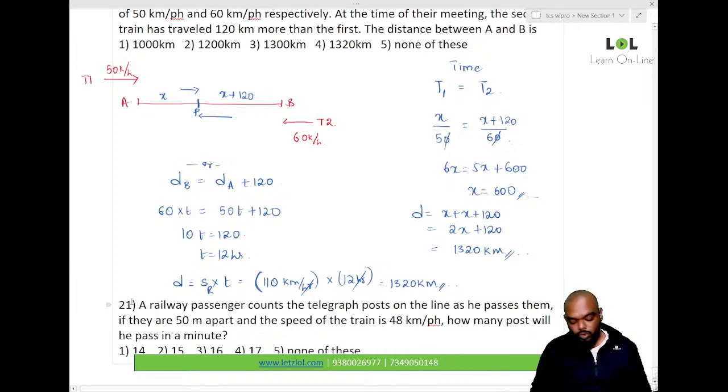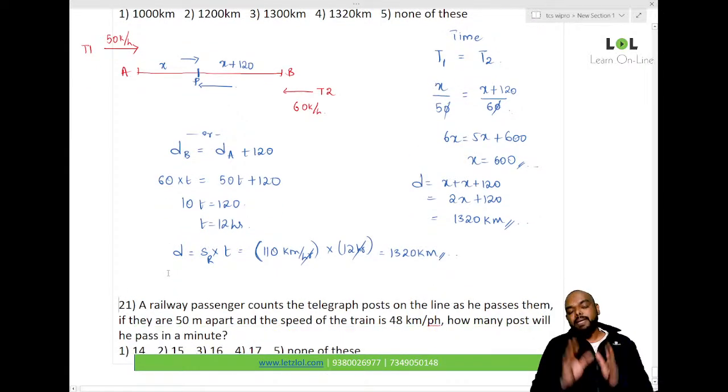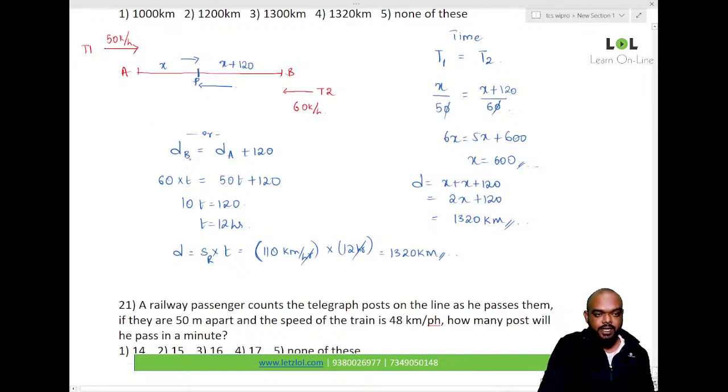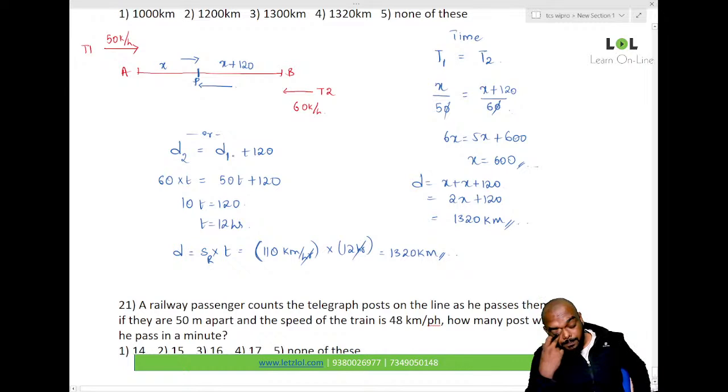I'm repeating. What am I doing here? Distance traveled by the second train is 120 kilometers more than distance traveled by the first train. So D2 is equal to D1 plus 120. D2 is speed into time. Its speed is 60. Let us assume they traveled for T hours. And D1, its speed is 50 km per hour. It also traveled for T hours, plus 120 kilometers. When we do that, we'll get T is equal to 12 hours.